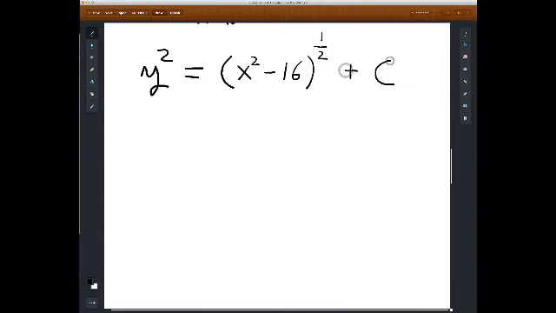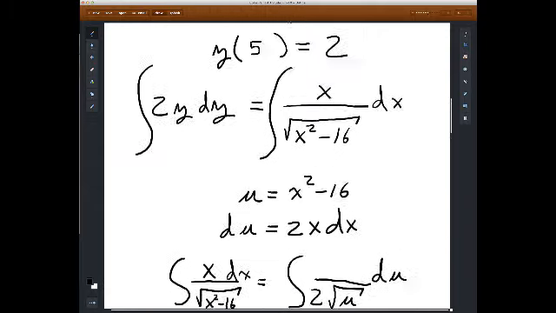Which leads us to our general solution of the differential equation, which I'll write down. If I integrate 2y, I would get y squared. Then combining the constants all on the right-hand side of the equation, this y squared would have to be equal to x squared minus 16 to the 1/2 power plus a constant.